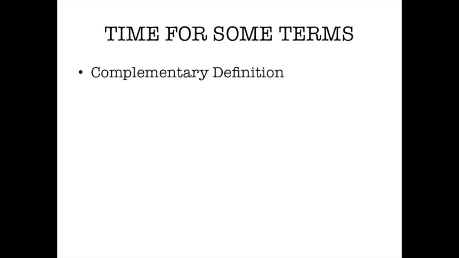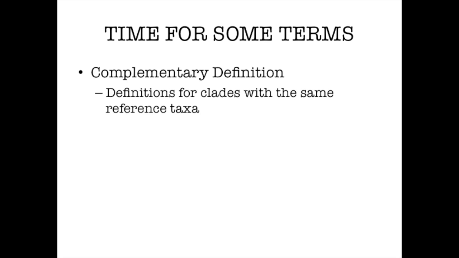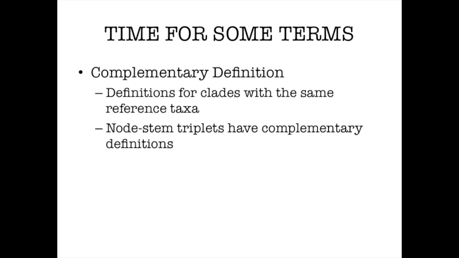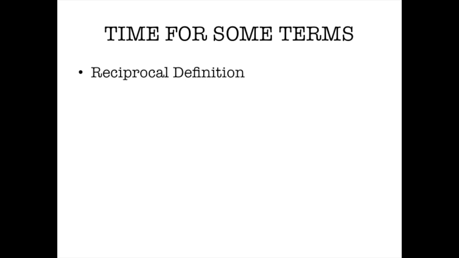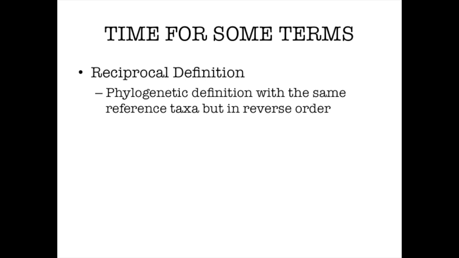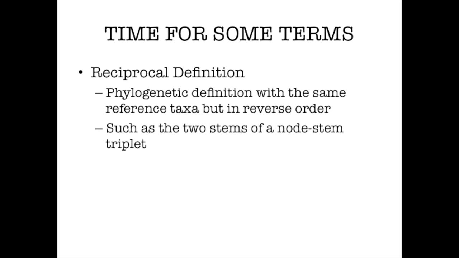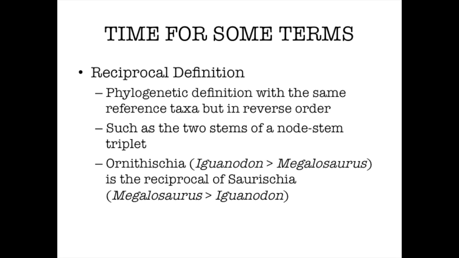Now, complementary definitions are definitions for clades that all use the same reference taxa. Node-stem triplets, for example, all use complementary definitions. In our example, Dinosauria, Saurischia, and Ornithischia all use Megalosaurus and Iguanodon. Now, a reciprocal definition is where 2 clades use the same reference taxa but in reverse order, such as the 2 stems of a node-stem triplet. For example, Ornithischia is the reciprocal taxon of Saurischia.